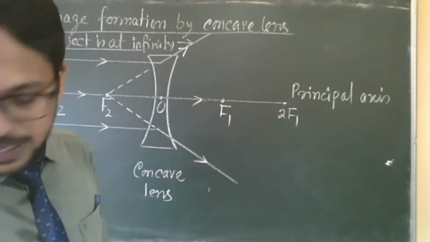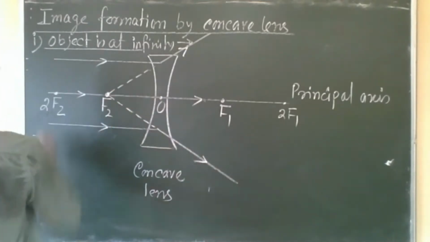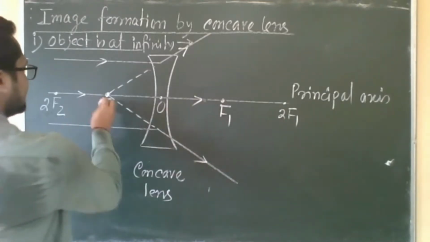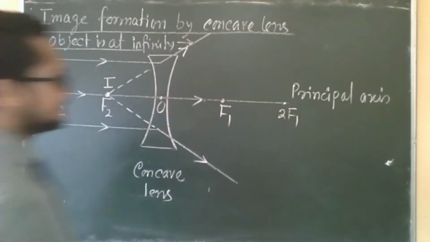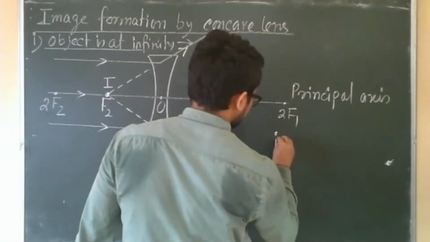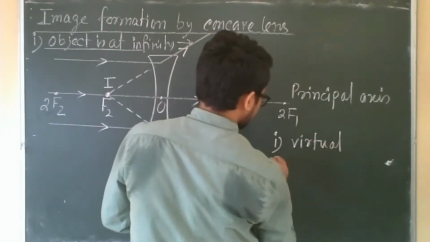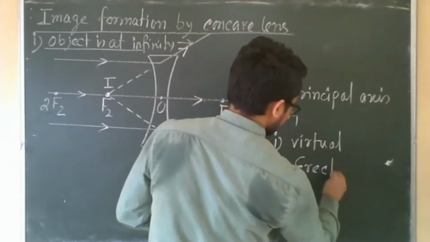116, figure 5.37. So the image is forming on this side, the object is also to the left side of the lens. Always we take the object to the left side. So object and image both are on the same side. That means which kind of image? So first point, virtual image. And virtual images are always erect.